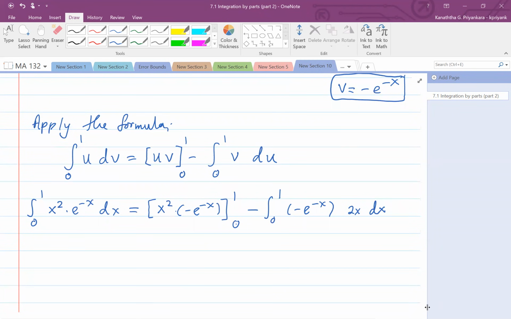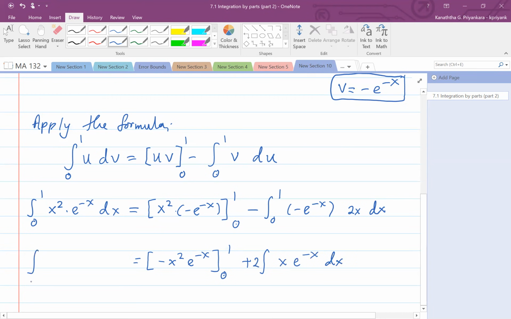Now we can simplify this before we evaluate. So we have negative x squared e to the power negative x, evaluated from 0 to 1. Minus minus gives plus, the integral, and we can bring this 2 outside. So we have 2 times the integral of x e to the power negative x dx, and on the left hand side we have the integral from 0 to 1 of x squared e to the power negative x dx.